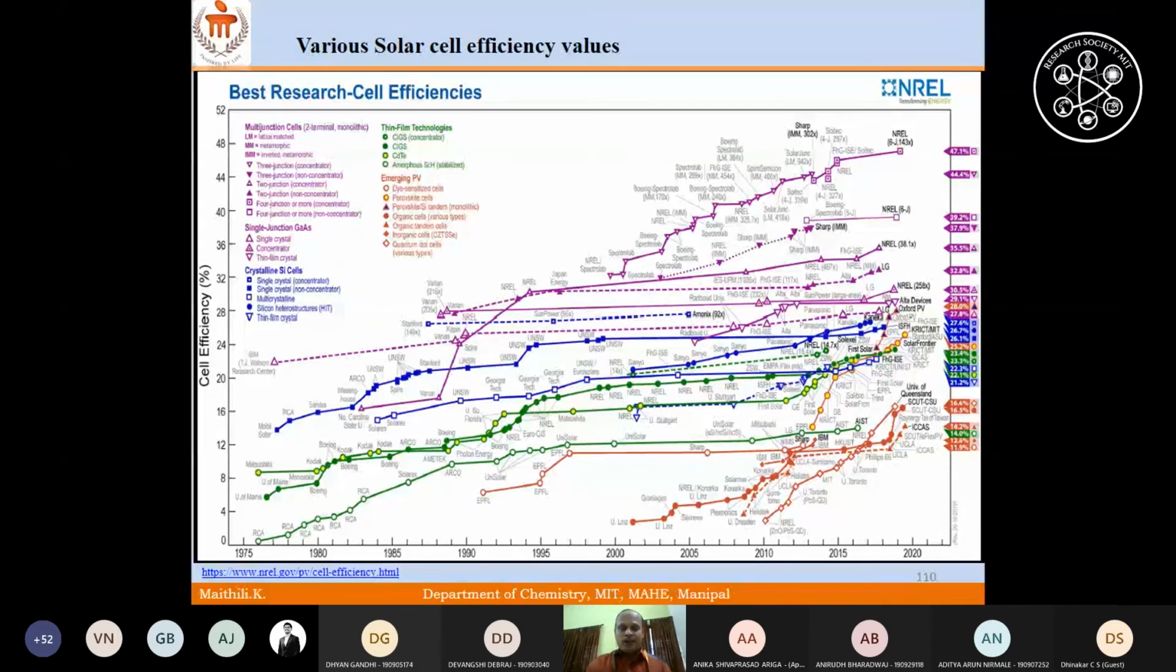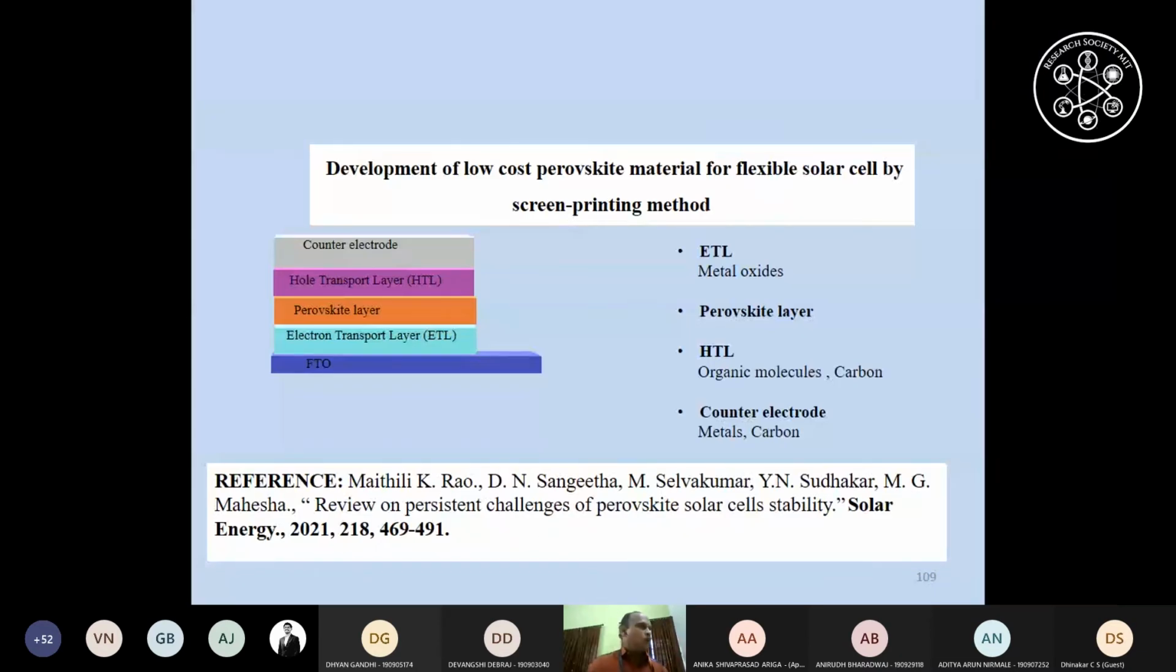Okay, so then I thought that we can't work out the dye-sensitized solar cell. Then we shifted to the perovskite solar cell material. We have written one beautiful review article in Solar Energy, in 2021. All the fabrications, what is the problem in the perovskite material, why we are doing perovskite material.